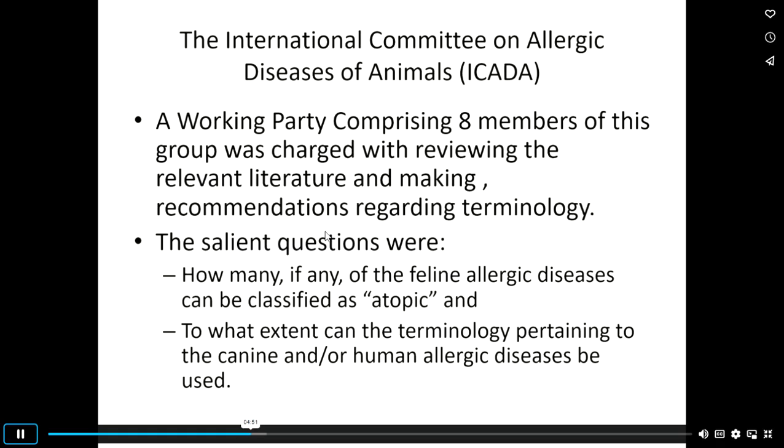And this area was a subject of investigation by the International Committee on Allergic Diseases of Animals, or ICADA. A working party comprising 8 members of this group was charged with reviewing the relevant literature and making recommendations regarding terminology. And the salient questions were: 1, how many, if any, of the feline allergic diseases can be classified as atopic? And 2, to what extent can the terminology pertaining to the canine and/or human allergic diseases be used in describing the feline entities?